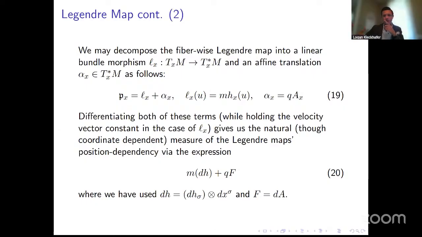The way we evaluate that is we differentiate both L sub x and alpha x with the exterior derivative, and we get equation 20. Once again, we get this dH object, and then F is used as the electromagnetic Faraday tensor. All of this connects back to classical mechanics.